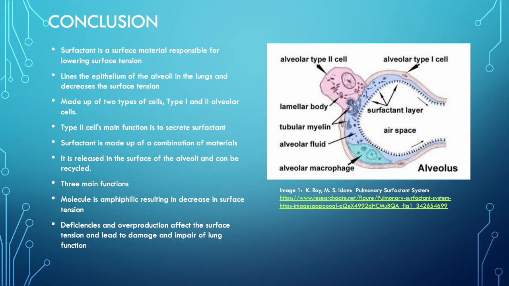Three main functions of surfactant are the compliance of the lungs, prevention of fluid accumulation in the alveoli, and to stabilize the size of the alveoli. Surfactant molecules are amphiphilic, which results in a decrease in the surface tension. Deficiencies and overproduction of surfactant affect the surface tension and lead to damage and impaired lung function.